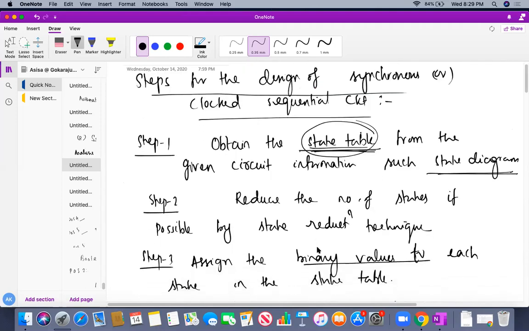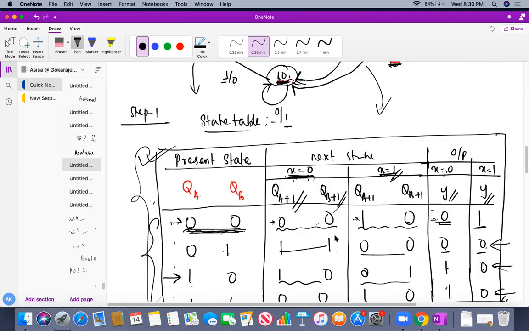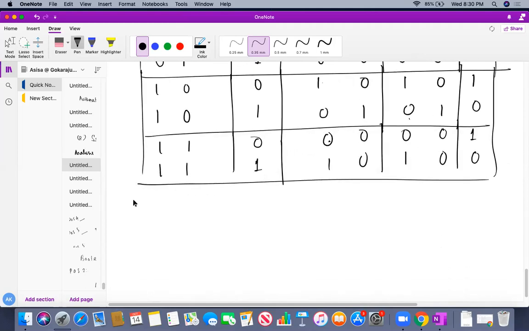Step 6: using K-map, derive the output function and flip-flop input functions. Now tell me, what is my output function? If we can solve this using K-map, we'll get my output function. Am I correct? If I can solve these flip-flop inputs, I can get DA and DB, that is the flip-flop input function. So three things you have to solve using K-map. What are those three things? Flip-flop inputs. So these are all what?